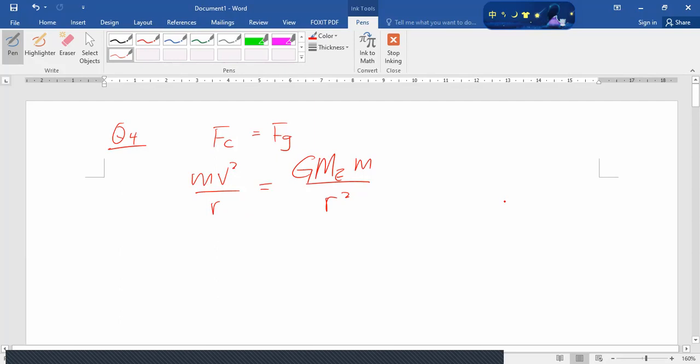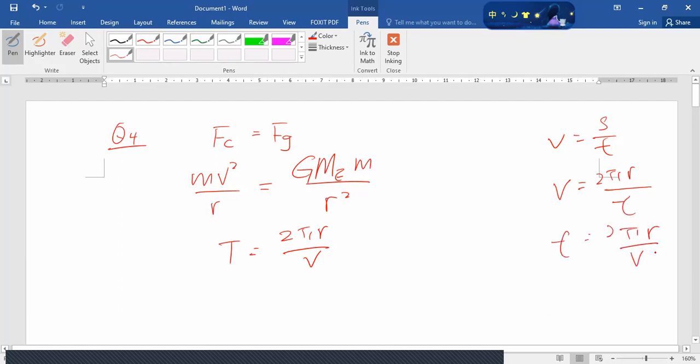Okay, so from here, given that T is equal to 2 pi R over V, that means V is equal to s over T, right? So the speed will be equal to 1 revolution, that is 2 pi R circumference, over T, right? So T is equal to 2 pi R over V. Here comes the formula to get the period.